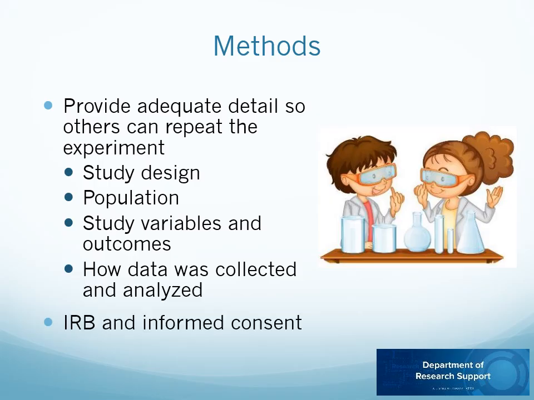The methods is also the section of the article where journals want information about institutional review board approval or exemption for human participant studies, or information about animal care committee oversight for animal studies. For studies with human participants, you need to also make sure you mentioned informed consent in this section.